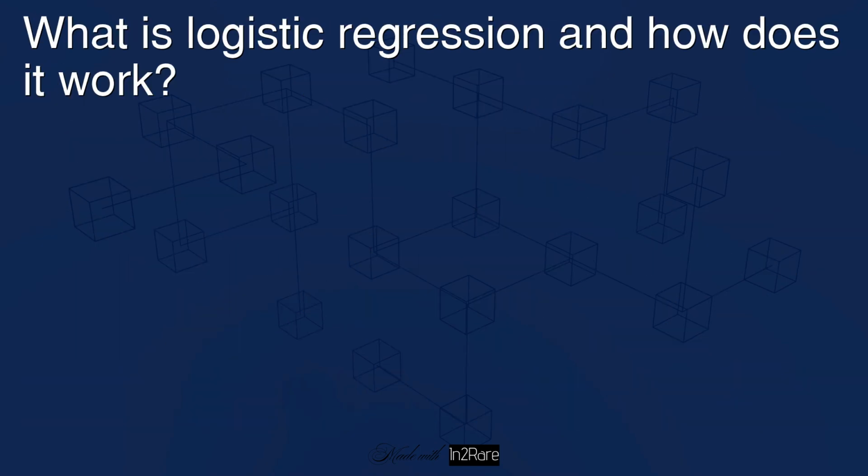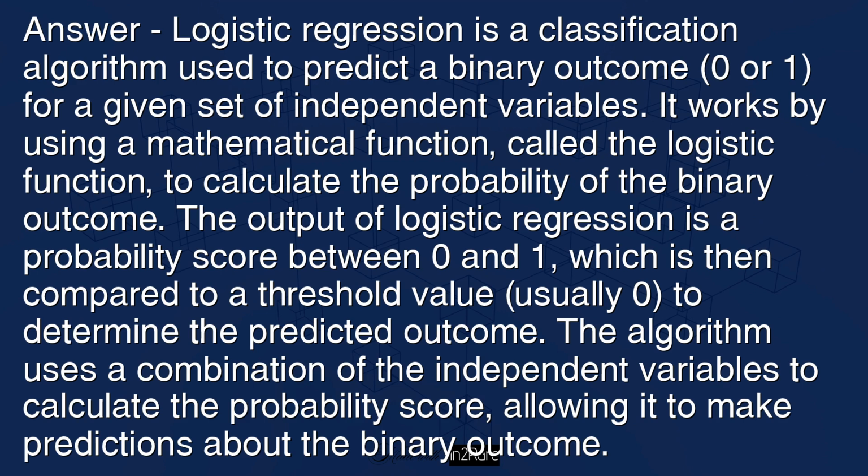What is logistic regression and how does it work? Answer: logistic regression is a classification algorithm used to predict a binary outcome, 0 or 1, for a given set of independent variables. It works by using a mathematical function called the logistic function to calculate the probability of the binary outcome. The output of logistic regression is a probability score between 0 and 1, which is then compared to a threshold value, usually 0.5, to determine the predicted outcome. The algorithm uses a combination of the independent variables to calculate the probability score, allowing it to make predictions about the binary outcome.